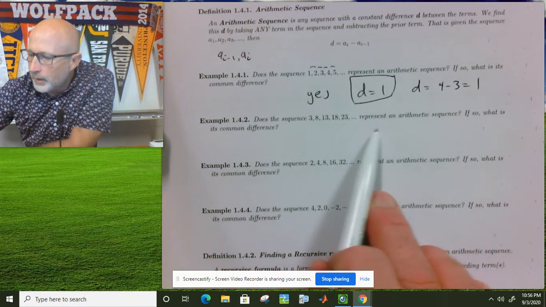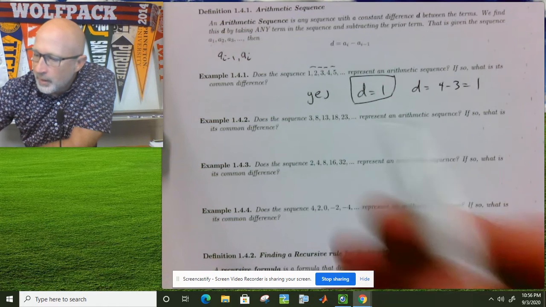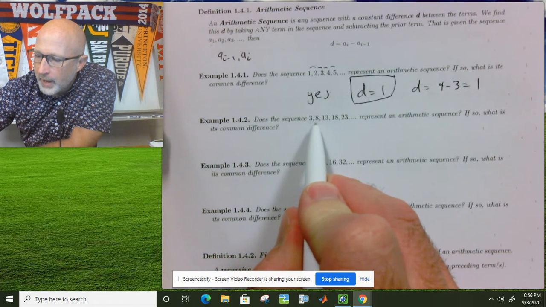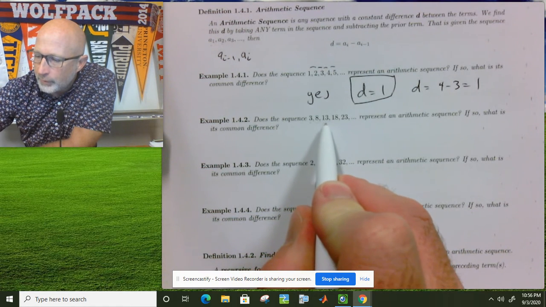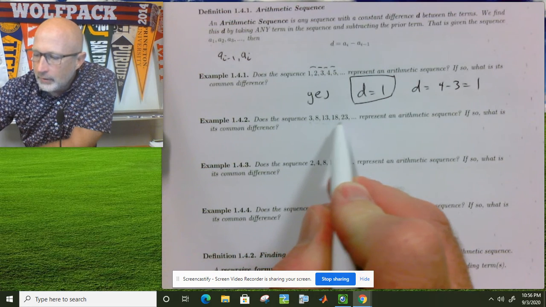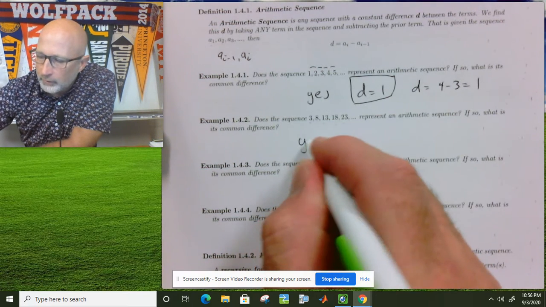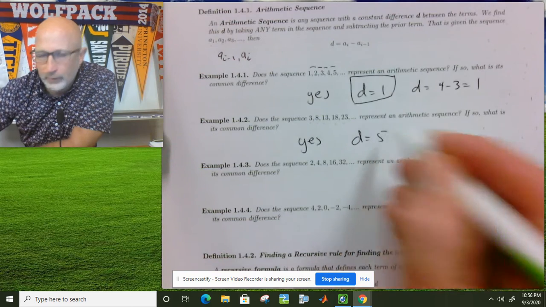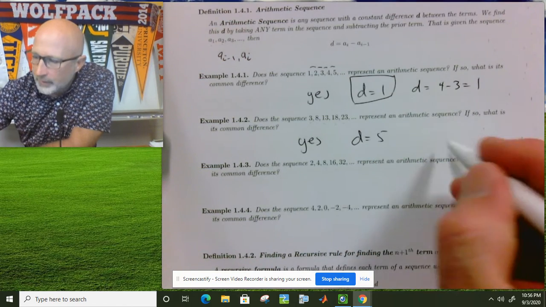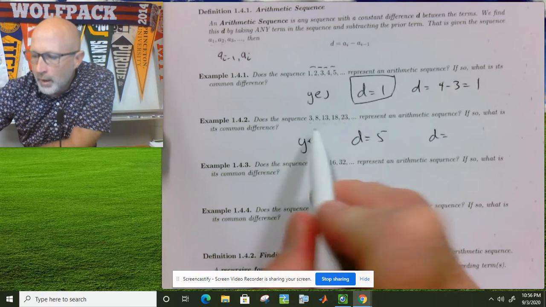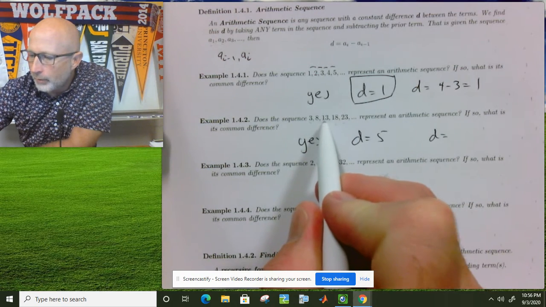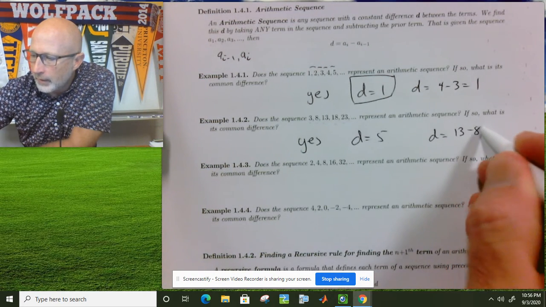Does this sequence represent an arithmetic sequence? From 3 to 8 is 5, from 8 to 13 is 5, 13 to 18 is 5, 18 to 23 is 5, and so the answer here is yes, it is, with d equal to 5. Once again, if I didn't see that, I could pick any term in here, so I go 13, and 13 minus 8 gives me 5.